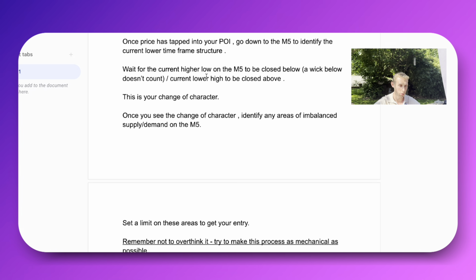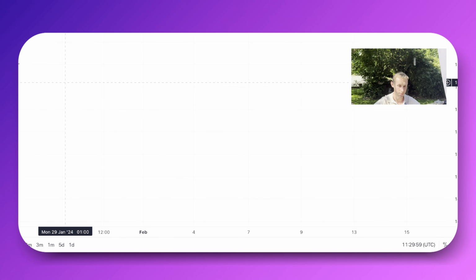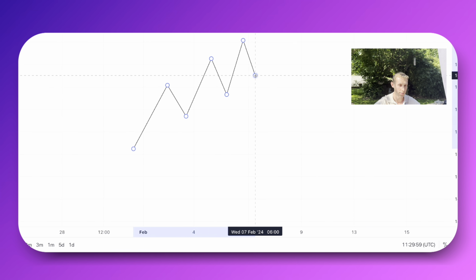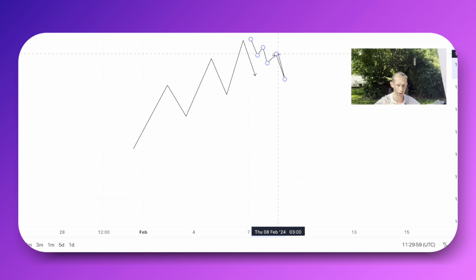So for example, if price is bullish like this and we're waiting for it to pull back into a point of interest just here, on the M5 time frame, that is going to look like a downtrend, right? Like this. So all we're simply waiting for is for price to break the most recent lower high, close above it, and then retrace back into an area of interest on the lower time frame to then buy up and target some previous levels. And that is all we're simply waiting for.